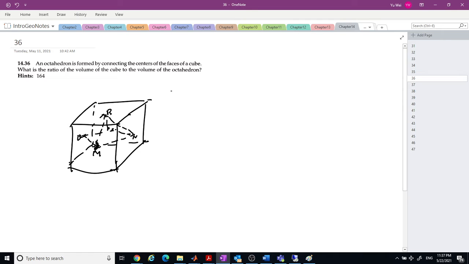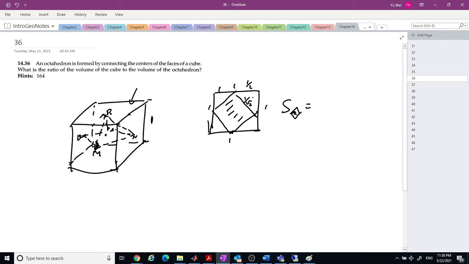Okay, so in order to solve the volume, we need the base and the height. The height here is really simple. Let's assume the side is 1, so the half of the height is 1/2. The surface of the cube is 1 by 1, and since we connected the centers of the faces, the side here is 1/√2. So the area of this base is 1/√2 times 1/√2, which is half.